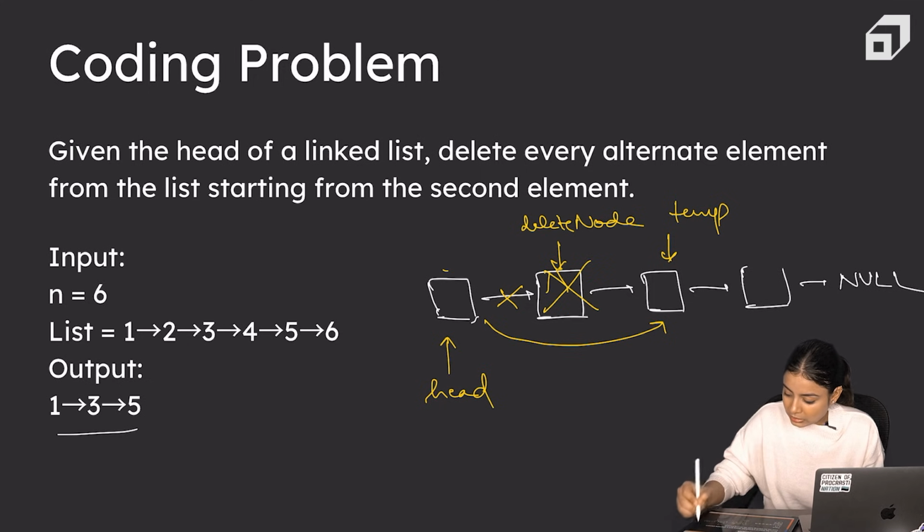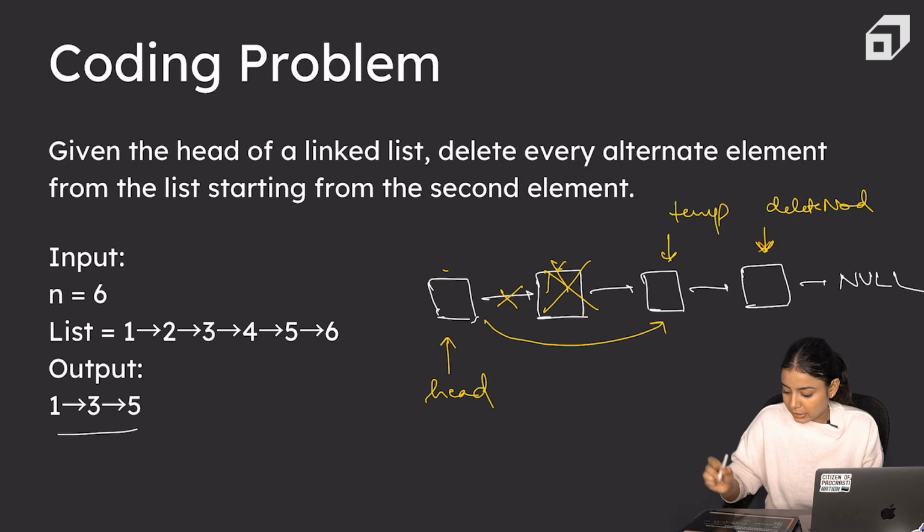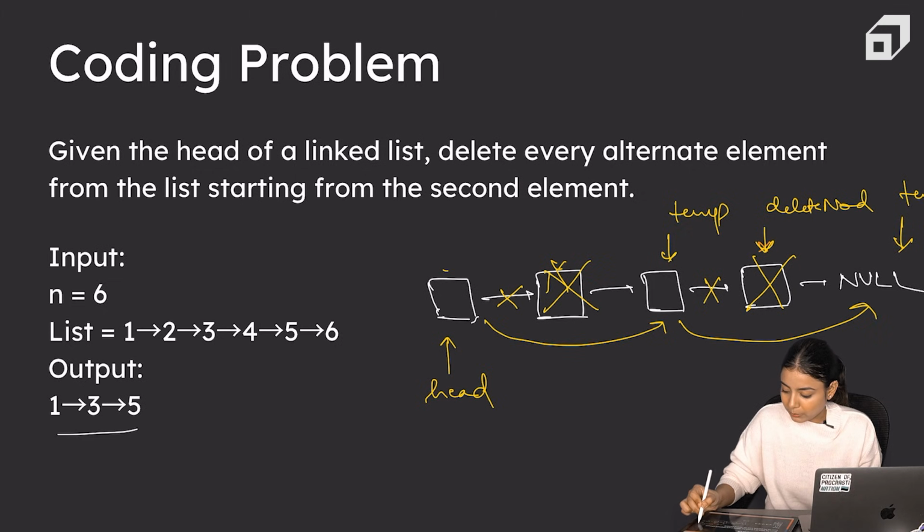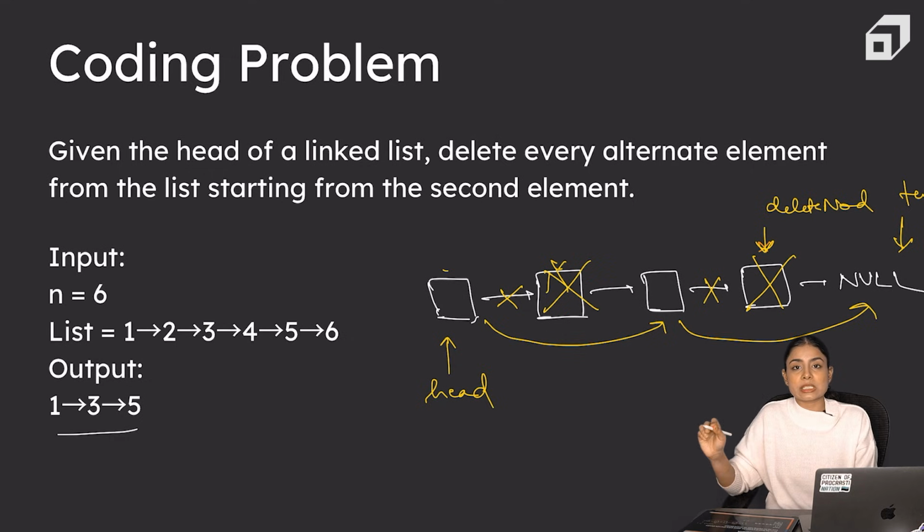I'll say, okay, this is the node that needs to be deleted. This we've already deleted. And we'll change this link and make it point to null. So temp of next will point to temp of next of next, which will be null here, and then we'll delete the delete node and we'll move the temp to temp of next. So we'll keep doing this till the temp reaches null.